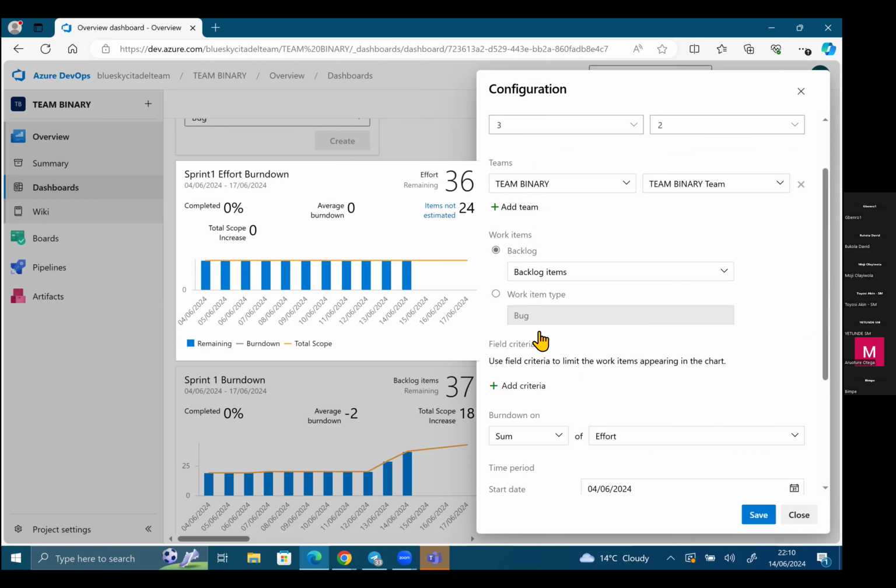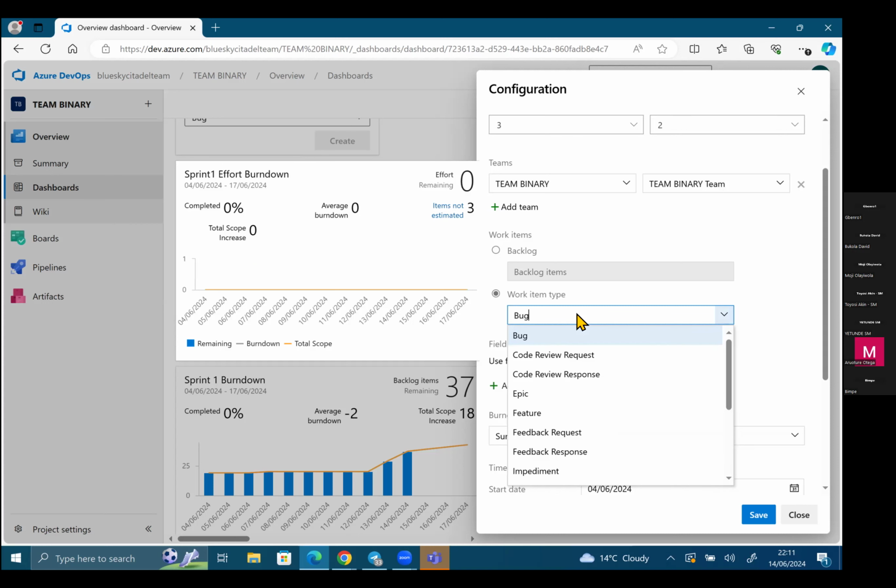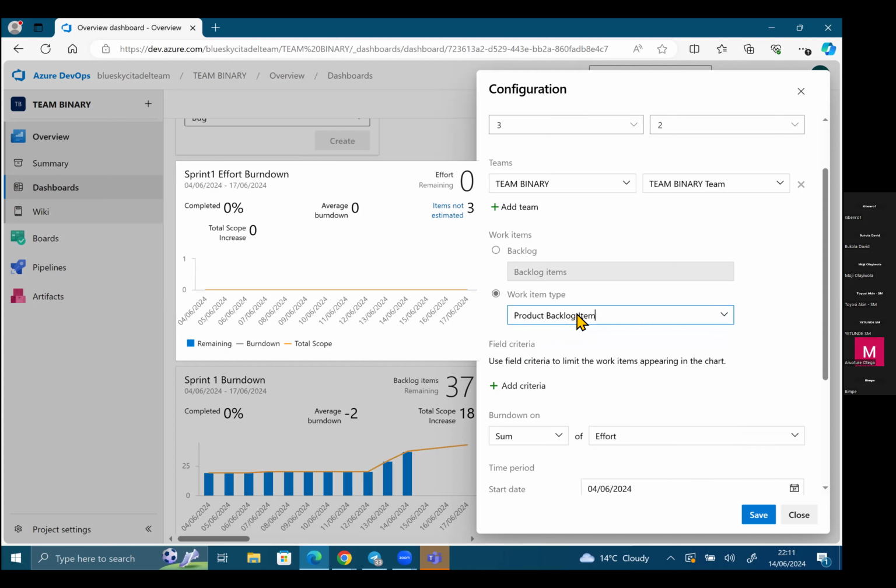After the team, that's okay. Where your cursor is, just come down. Instead of the backlog, go to the one that says work item type. Yes, okay. I want you to activate that, because that's where we're going. Open it now, and pick product backlog item. Scroll down. Okay, so it's the effort that we want.